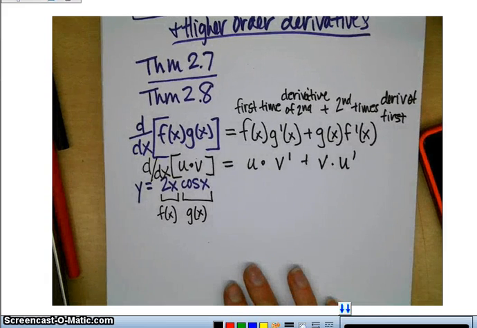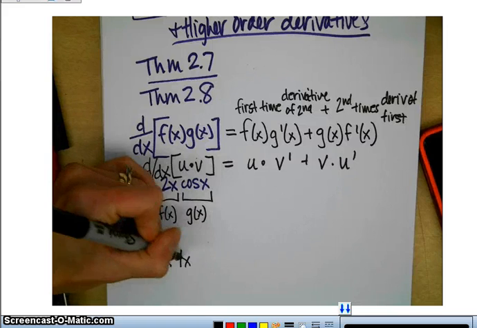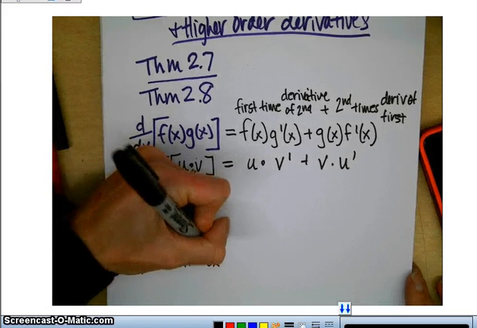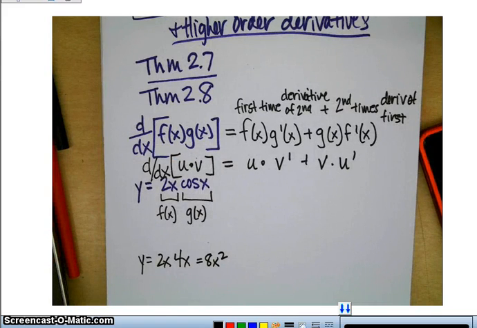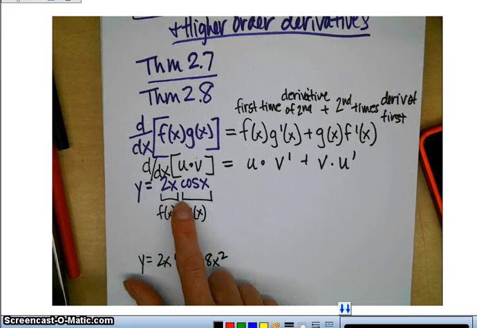Yes? Okay, so if it was like 2x times 4x, then you would write it as 8x squared. See, if you had something like 2x times 4x, that would be a waste of time to use the product rule, because that's the same as 8x squared, and then you just use the power rule. Okay? But this you can't avoid. You have to use the product rule here. So we're going to use the product rule.